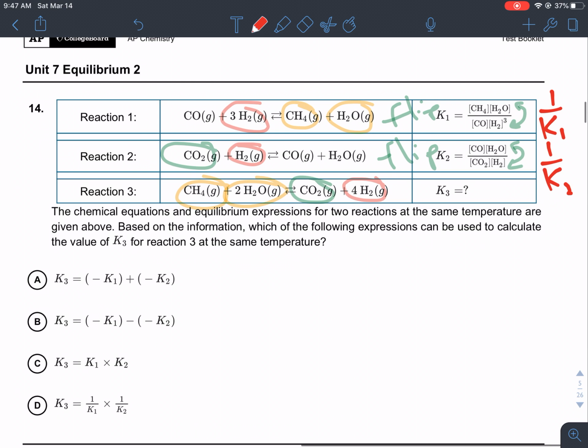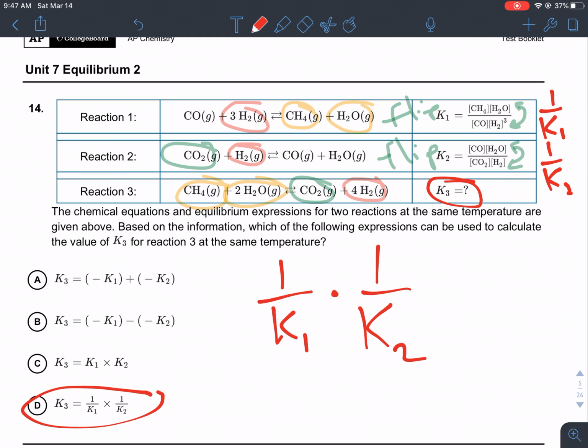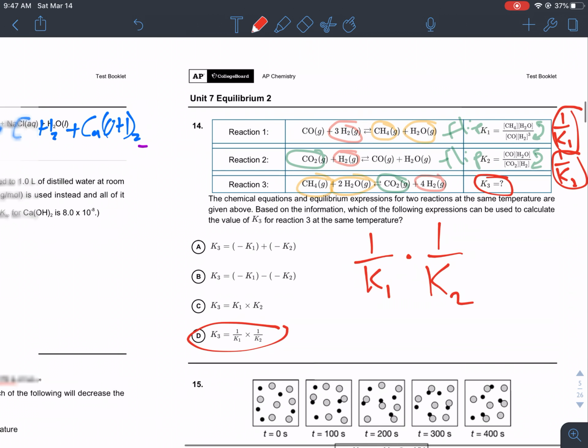So how do you calculate 3? Okay? Again, when you do kind of a Hess's law situation with equilibrium, instead of adding them, you multiply them. So you have to multiply 1 over K1 times 1 over K2. The answer is D. That's tricky because, remember, in Hess's law, when you're dealing with enthalpy, a positive sign will become negative. Here, it doesn't become negative, it becomes the inverse. Reactants over products, not products over reactants.